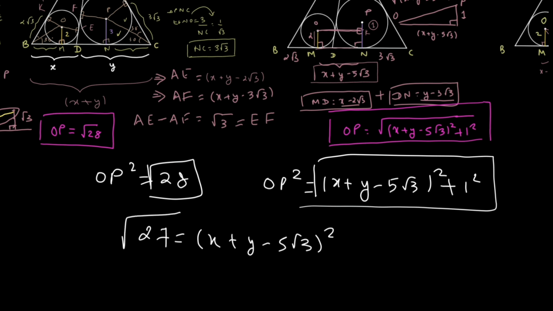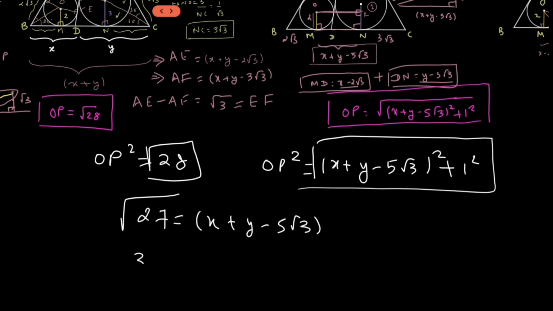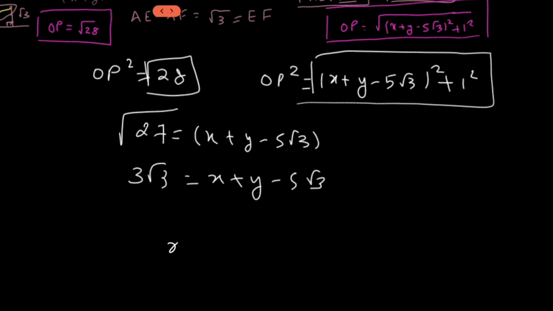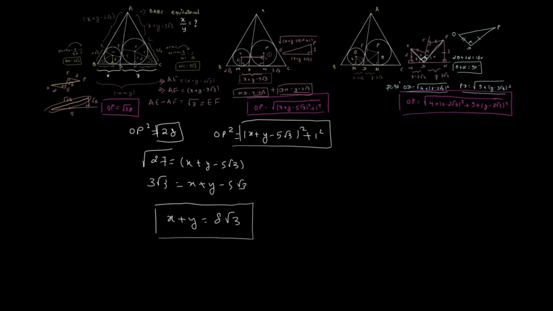I will take square root on both of the sides. So on the right hand side, square and square root got cancelled out. On the left hand side, square root of 27 is 3 square root of 3, and that is x plus y minus 5 root 3. So simplifying this will give me the value for x plus y as 8 square root of 3. So here you can see that we got the value for x plus y as 8 root 3, that is ultimately the side length of the equilateral triangle.